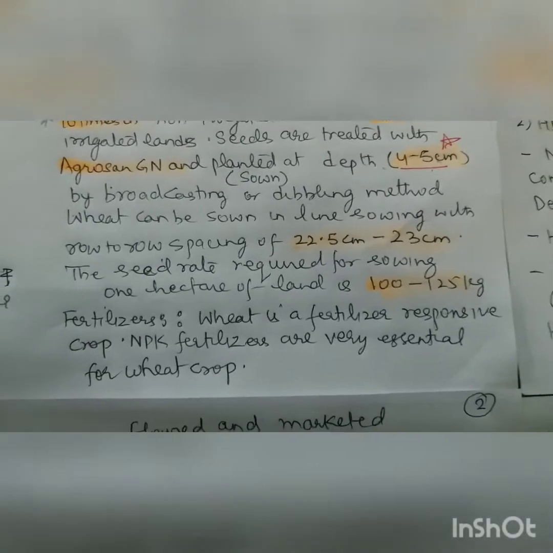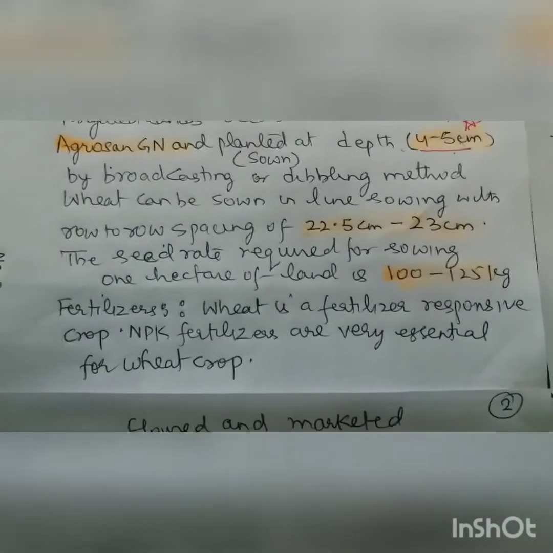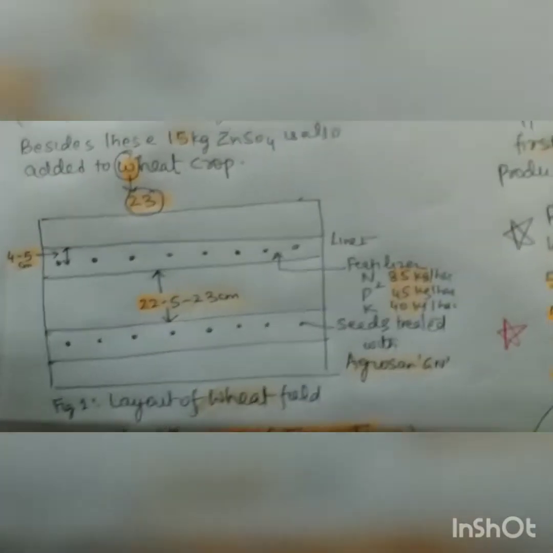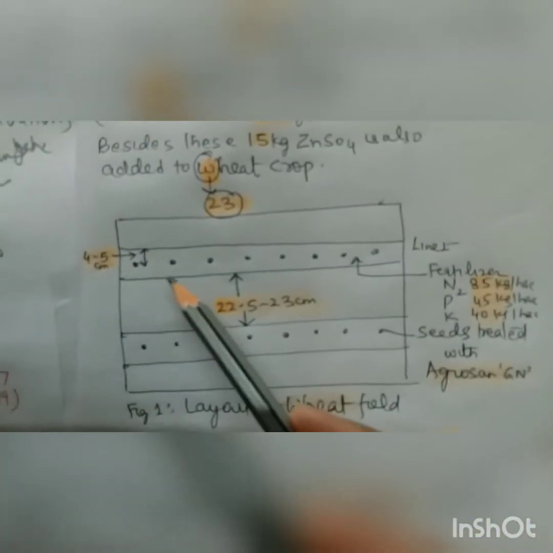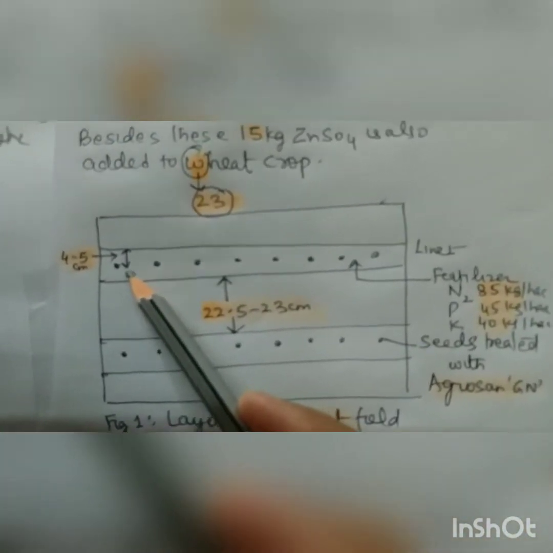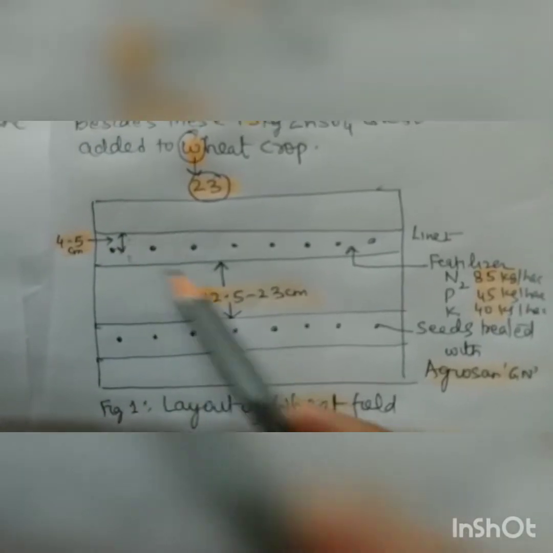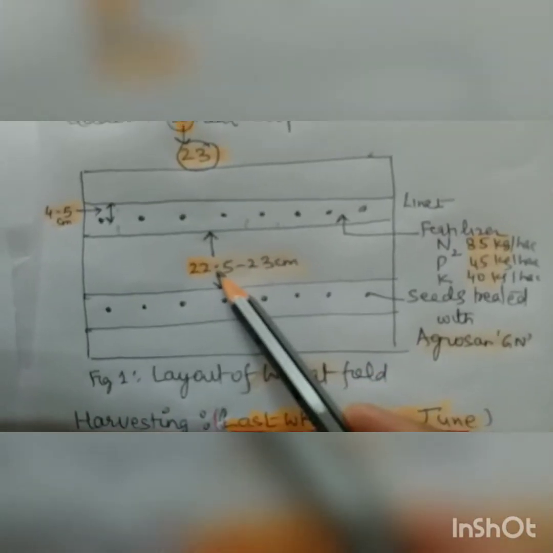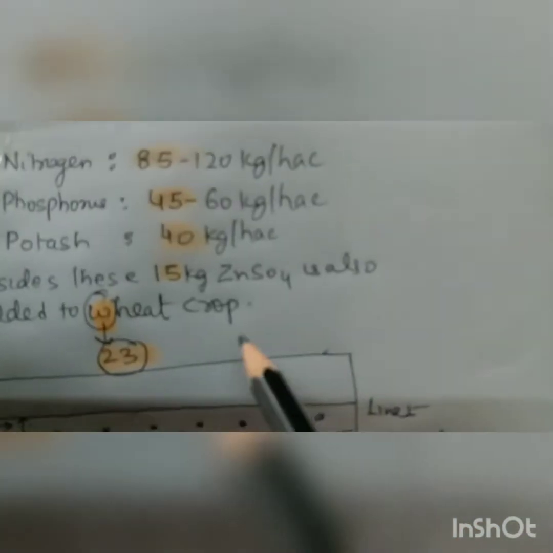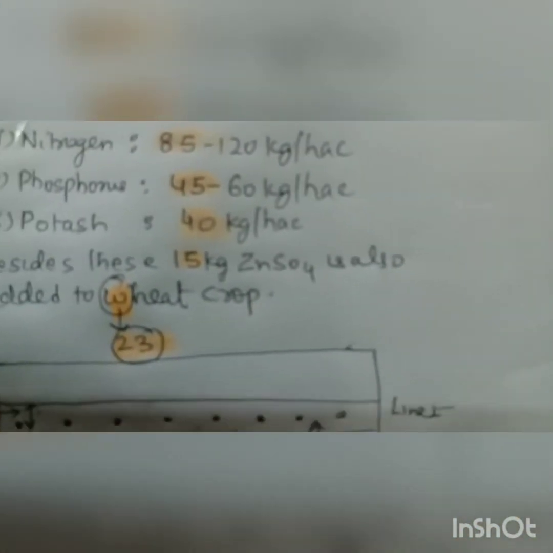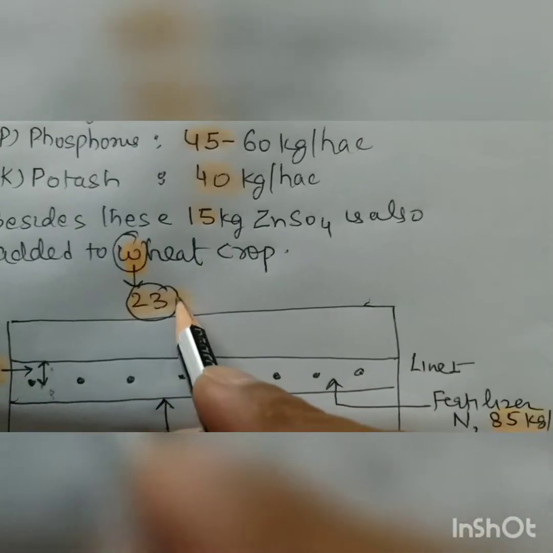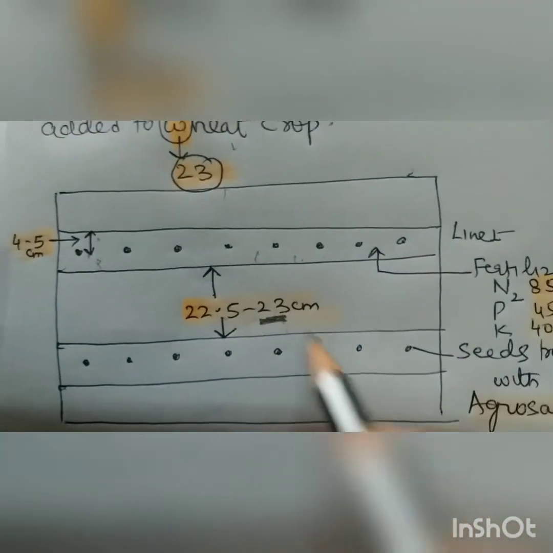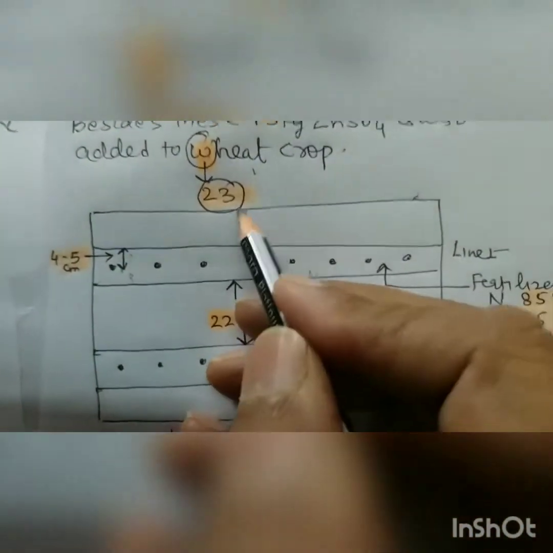By broadcasting and dibbling method, wheat can be sown in line sowing with a row spacing of 22.5-23 centimeter. See, wheat is sown like this. The seeds which are treated with Agrocin GN are put 4 to 5 centimeter below in one line, and lines 1 and 2 differ by 22.5-23. If we count in ABC, W comes at the 23rd position. So wheat itself tells that the distance between rows is 22.5, less than 23.